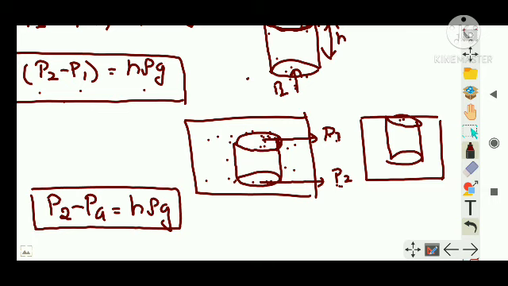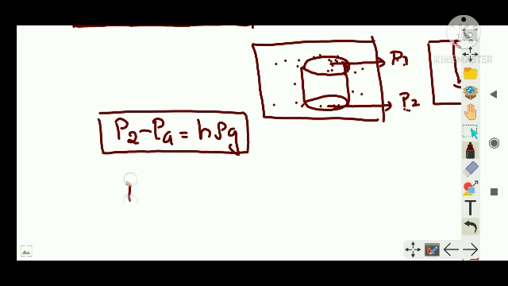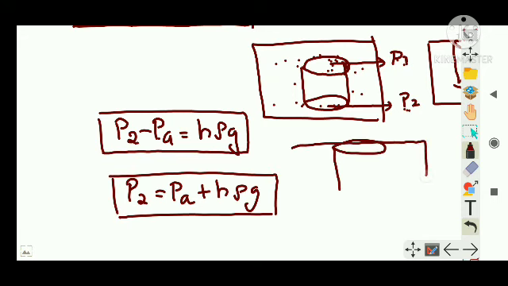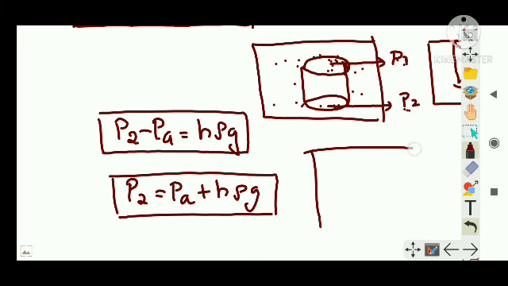Clear? Or P2 is equal to, we can write this one as P2 is equal to PA plus H rho G. You can even write it like this. That is, if you are considering a liquid section like this, let us not consider a cylinder section. Let us have a container. It is having liquid like this, and you want to find the pressure at this point.